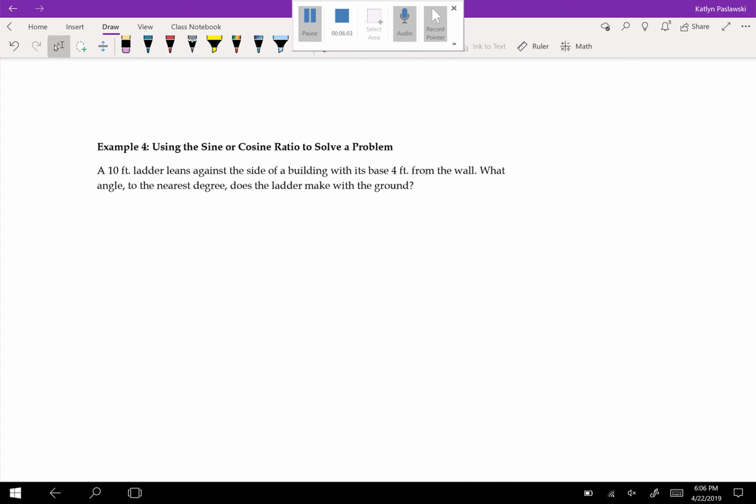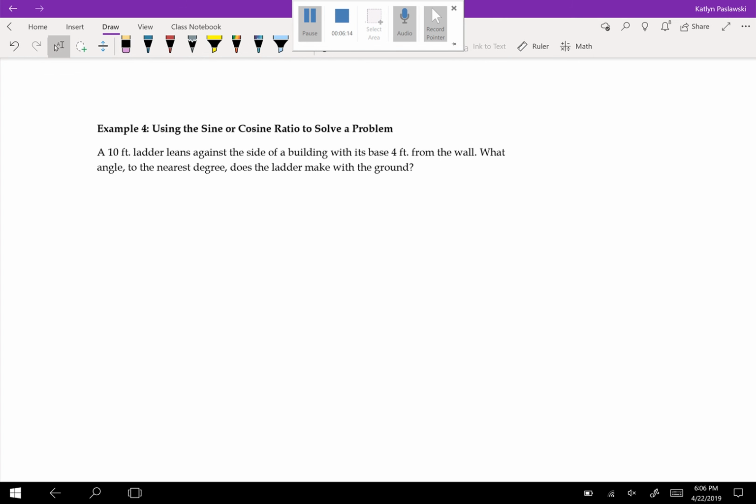Example 4, using the sine or cosine ratio to solve a problem. Here we have a 10-foot ladder that leans against the side of a building with its base 4 feet from the wall. What angle to the nearest degree, so it's asking for a whole degree, does the ladder make to the ground? So let's draw a little diagram.